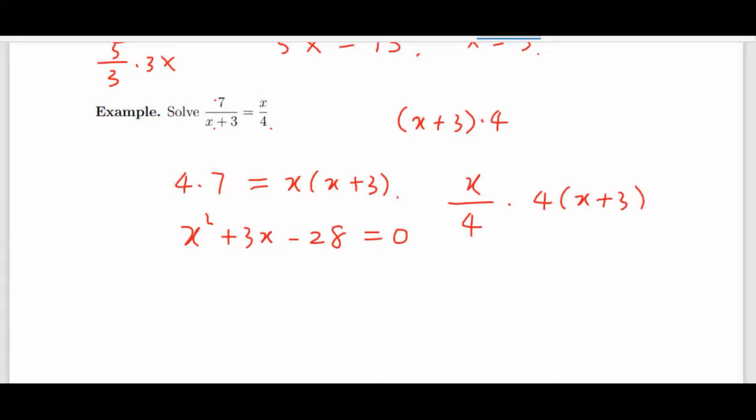Okay, so how can we solve this? We use factoring: 28 is 4 times 7. So we can factor this way, right? The solution is x minus 4 multiplied by x plus 7 equals 0. So we get the solutions 4 and negative 7.